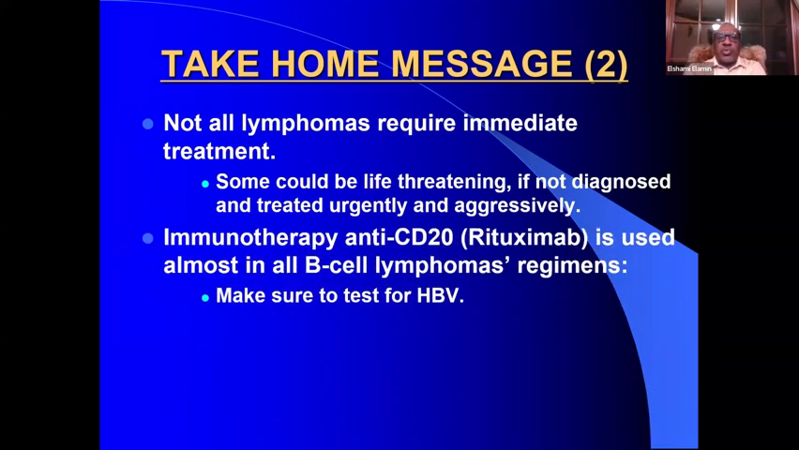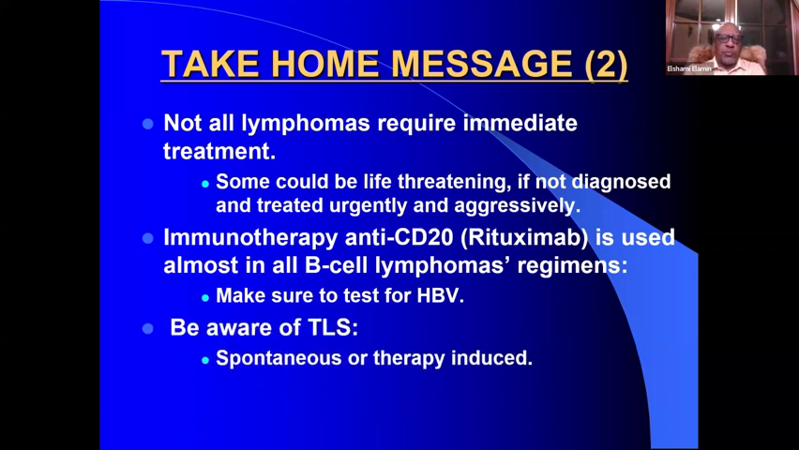Immunotherapy with anti-CD20 rituximab is used in almost all B-cell lymphoma regimens. So make sure you test for hepatitis B virus, and when you check, you need to test hepatitis B surface antigen and core antibody. If they're positive, give them treatment before you start rituximab. Otherwise, the virus may flare up. Be aware of tumor lysis syndrome, spontaneous in case of Burkitt lymphoma, and therapy-related in other lymphomas depending on the tumor burden.